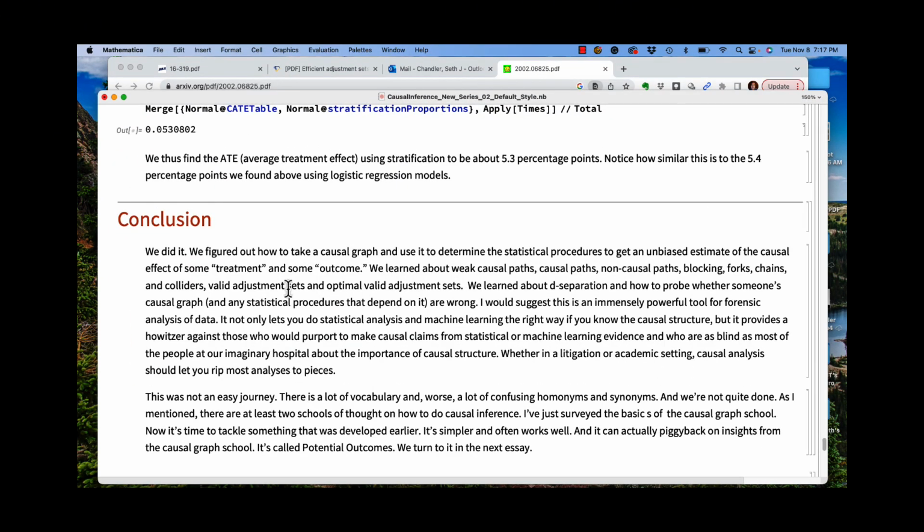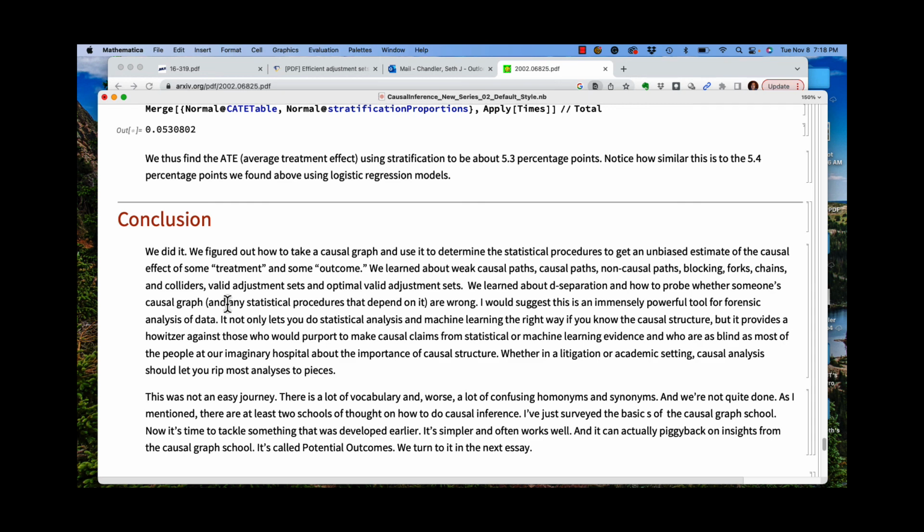I'm going to leave some material on potential outcomes for you to read, and I'm going to say that we're done. What we did is we learned how to take a causal graph and figure out basically what variables we need to use in a regression, or what variables we need to control for, in order to read causal effects out of standard statistical procedures such as regression. We also learned at the end about d-separation and how it can be used to attempt to falsify a proposed causal graph. I know this is difficult material.